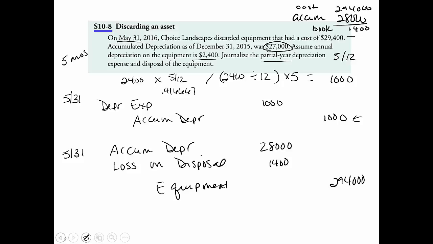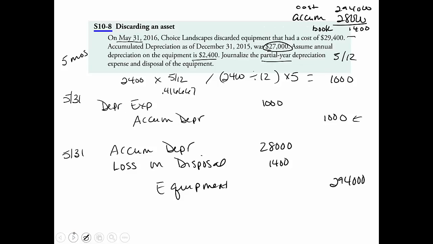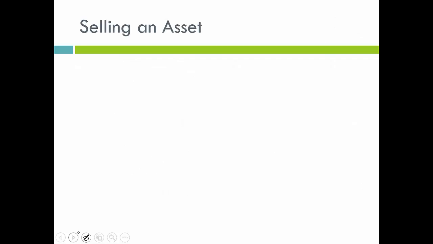Okay, so that's discarding it. We're really going to talk about two options, discarding it or selling it. And you can discard it as it's fully depreciated, or if it's not fully depreciated. Again, first step is to update the depreciation, and then get the old one off your books. So debit accumulated depreciation, credit equipment, and the difference goes to the loss. Okay, if I sell an asset, I have really three situations. The selling price is exactly equal to the book value.